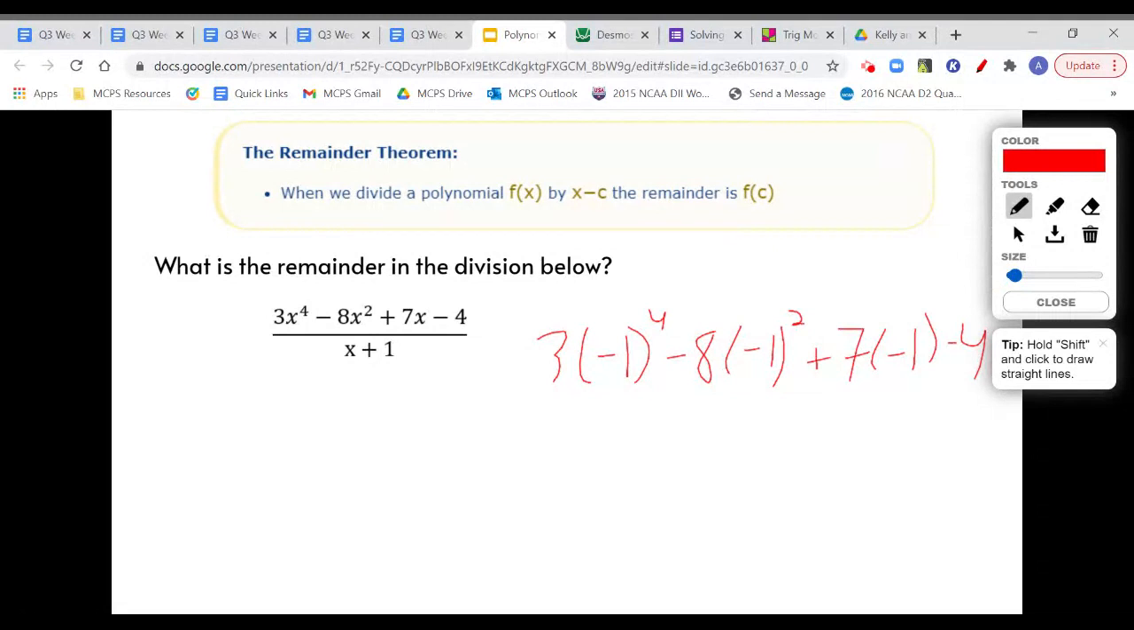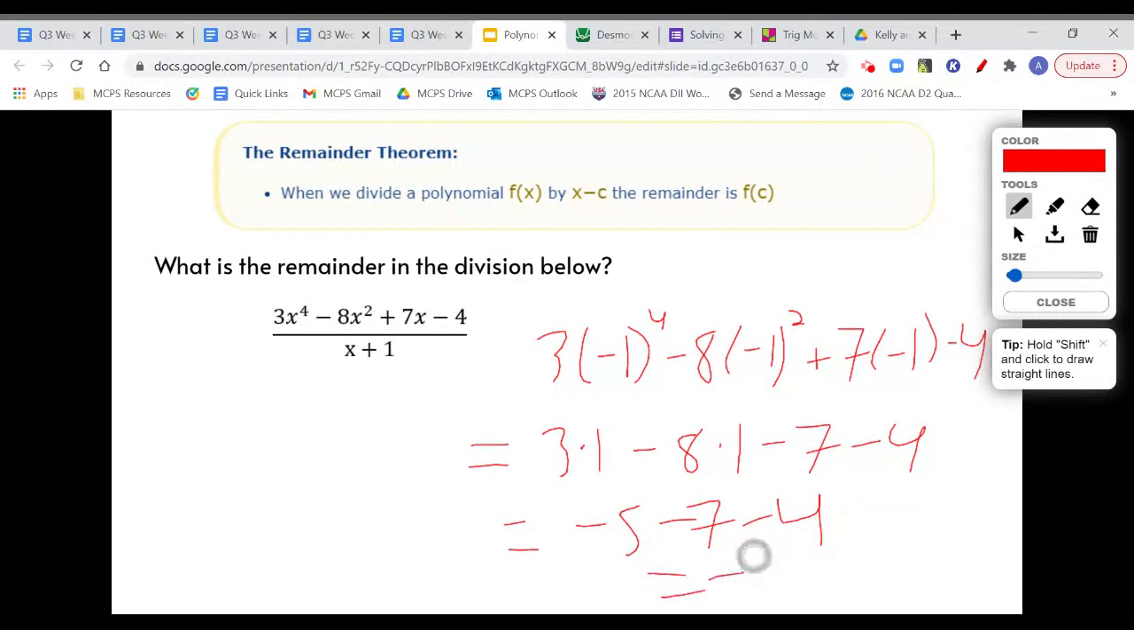Okay. Now that I have that, again, you can type in a calculator. I'm actually going to do this one by hand just because I think it's a little bit easier if it's a number like -1. Right, you have 3 times 1, which is 3. You have -8 times 1. You have 7 times -1, -4. 3 times 1 is 3, -8 is -5, -7, -4, and this is all going to come out to -16. Obviously, you can type that in the calculator if you prefer that. I was just going to show both ways. But since f of -1 is equal to -16, your remainder in this division problem would be -16.